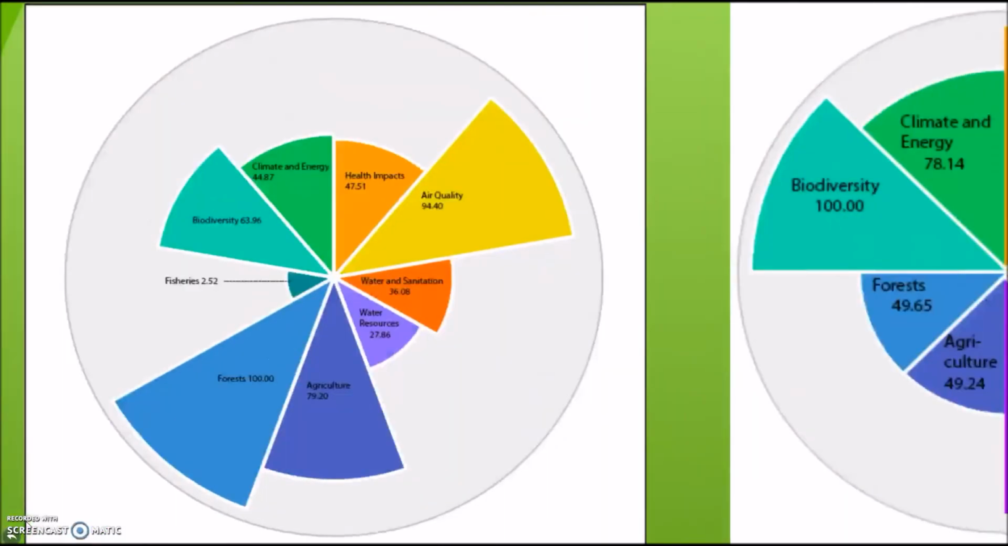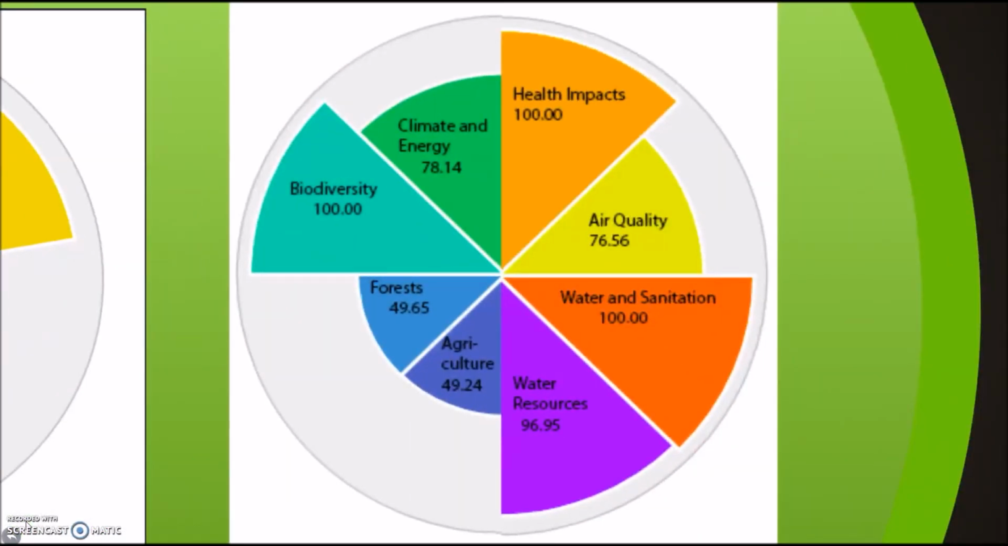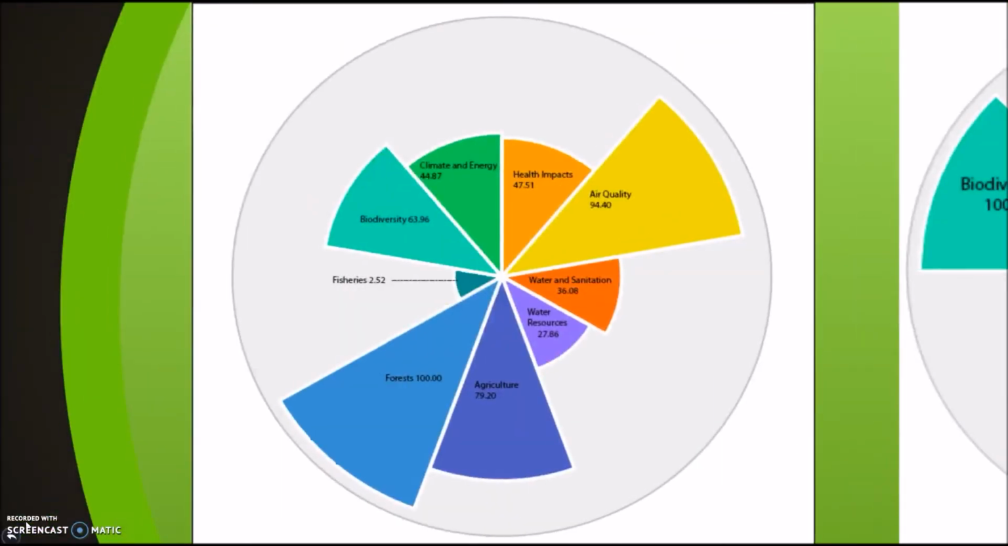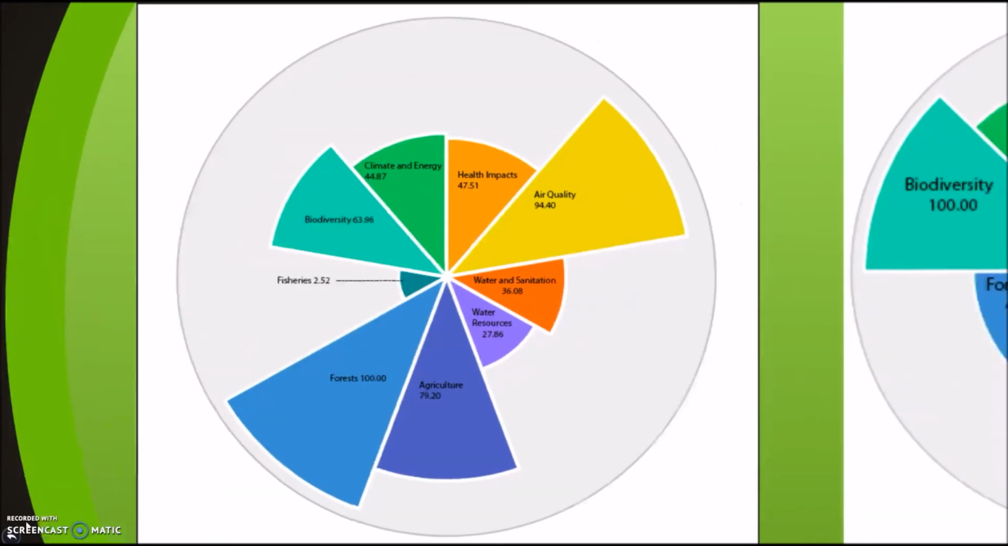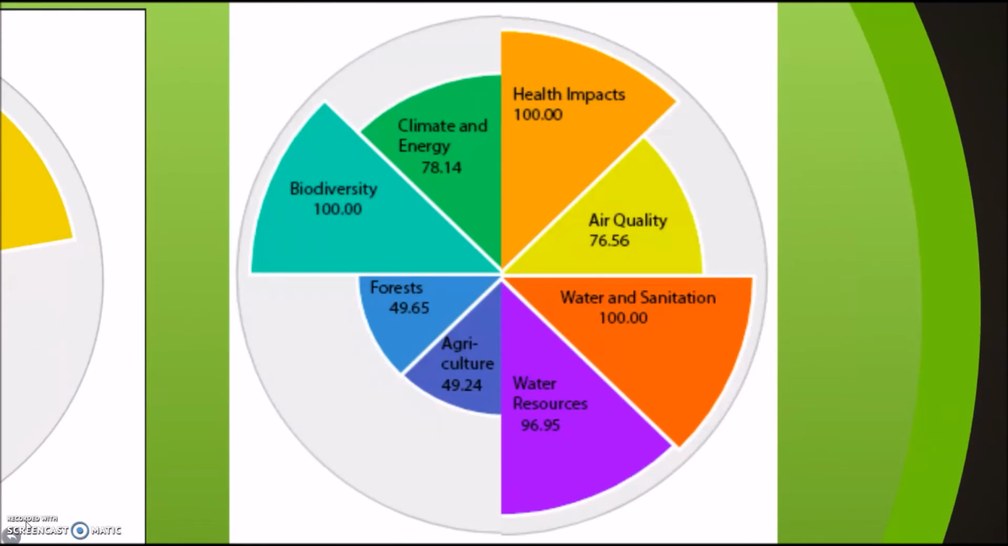entirely great scores. And here you see Switzerland, and a majority of their scores are really high. Just 2 are low, and they're not below 49. Our lowest is 27.86, excluding the fisheries, because Switzerland does not have that category.